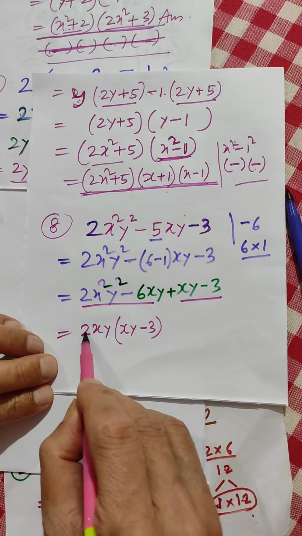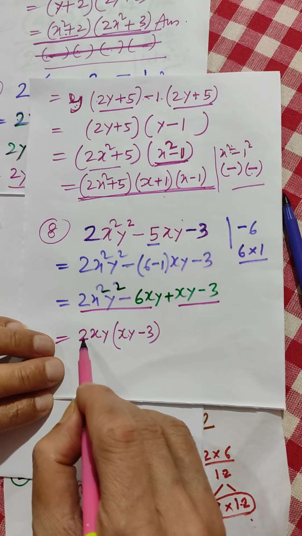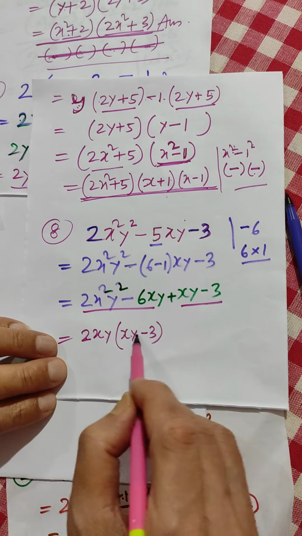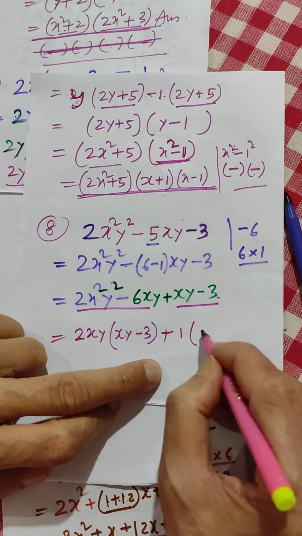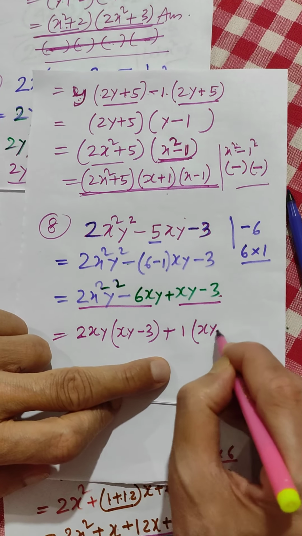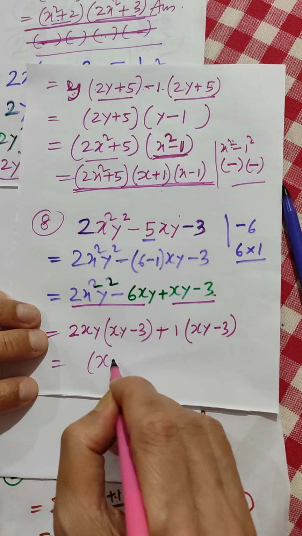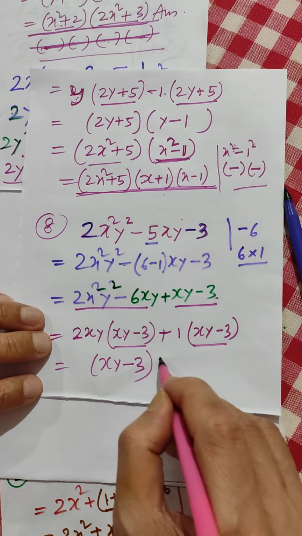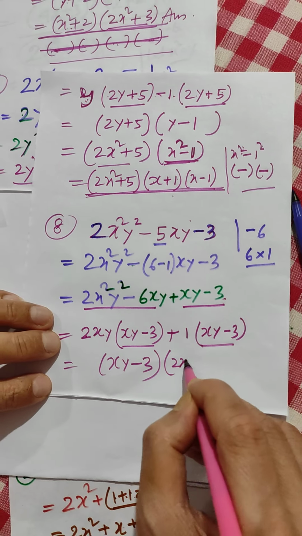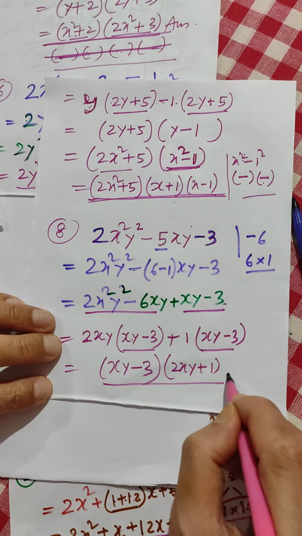So multiply back 2, then x and x square, y and y square, then 2xy into 3, 6xy minus. So plus between these two, what is common? Only 1 is common. So we get xy minus 3 common. So within bracket what you get? 2xy plus 1. So this is the answer.